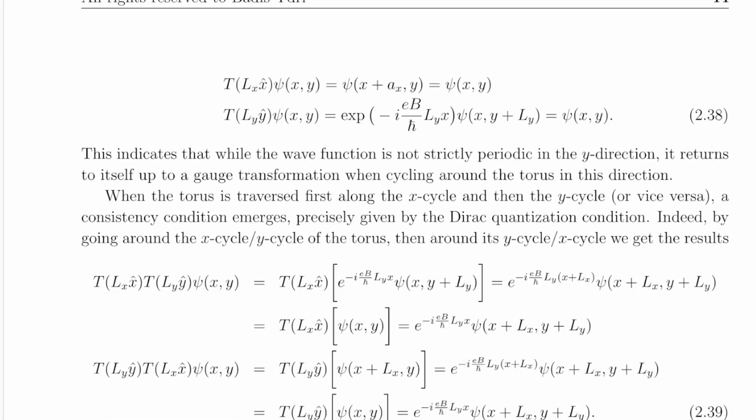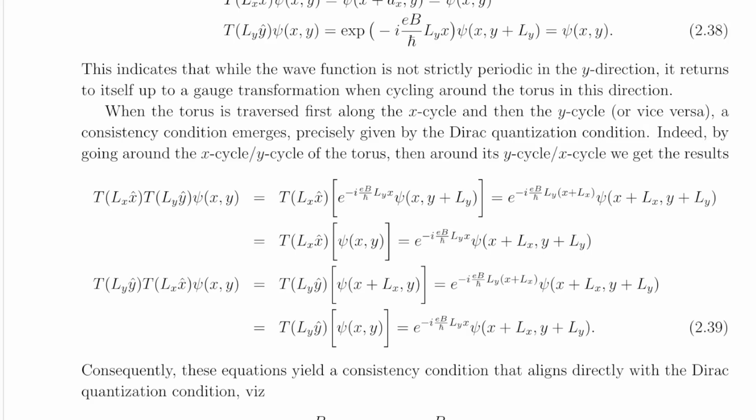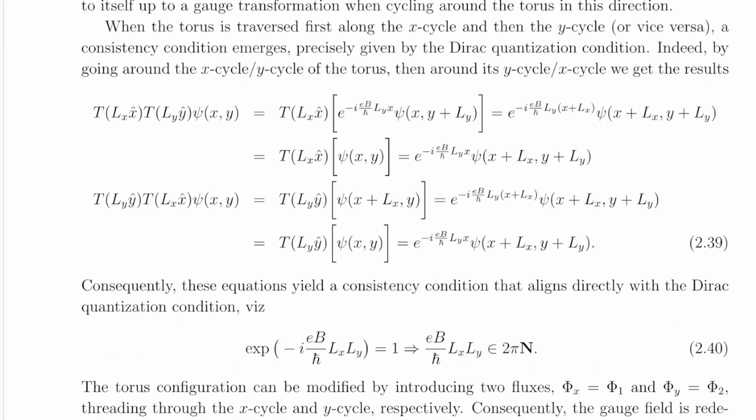When we follow a full cycle around the torus, consistency demands that the phases match. This leads to a famous condition, the Dirac quantization condition. It states that the total magnetic flux through the torus must be an integer multiple of a fundamental unit.